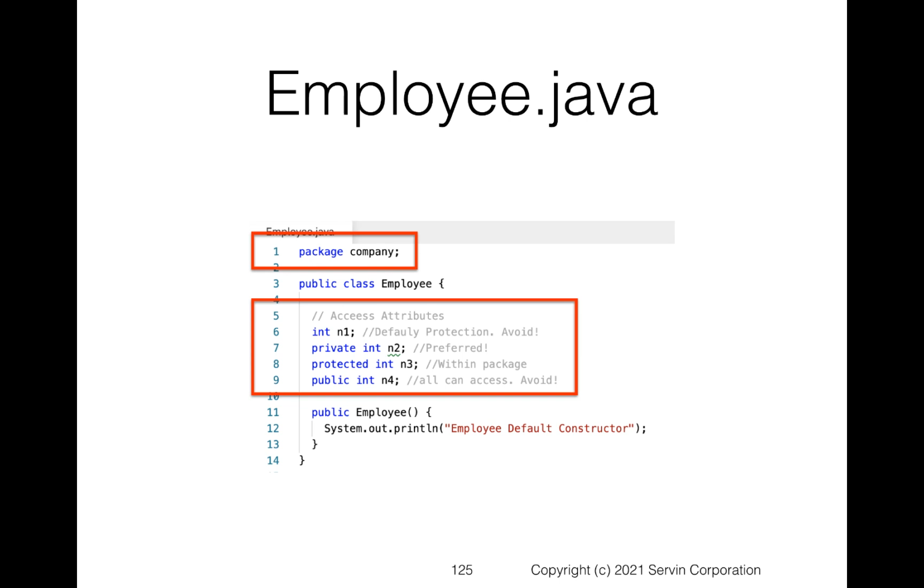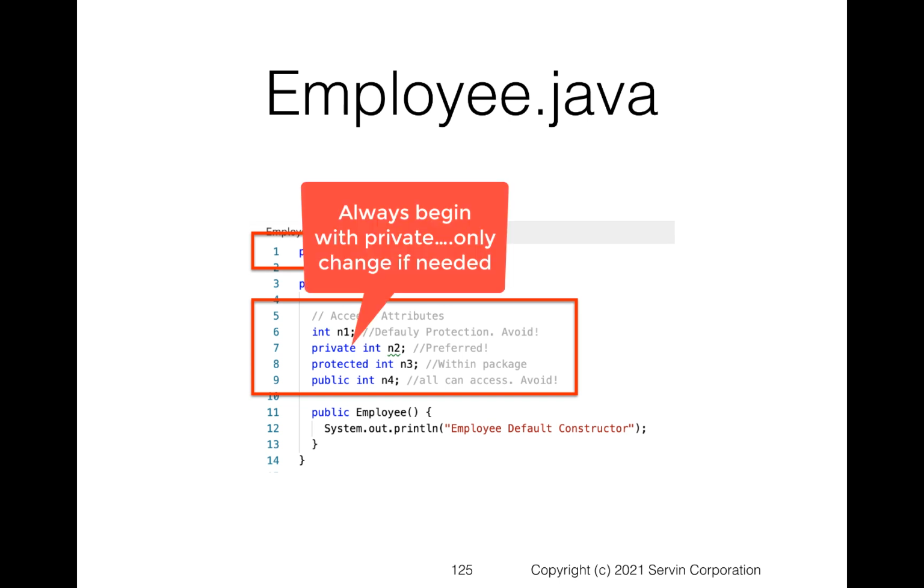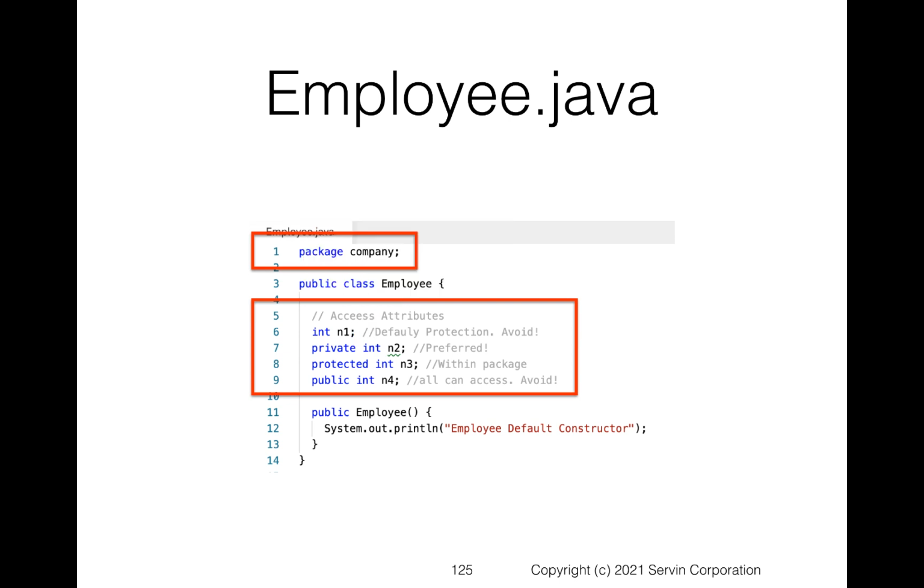Line number 7 is probably the one you want to begin with. That is private int n2. By making it private, this data is only available inside, in this case, class employee. And the recommendation is to make that data only available in the employee unless you need to make it some other way. So always begin with private, since that's your most secure, your most protected data, and only change it if needed.